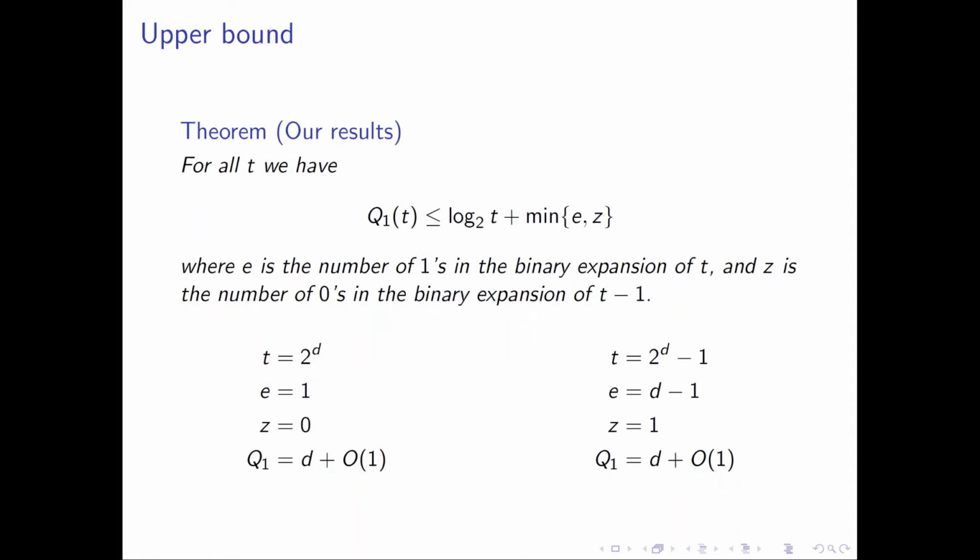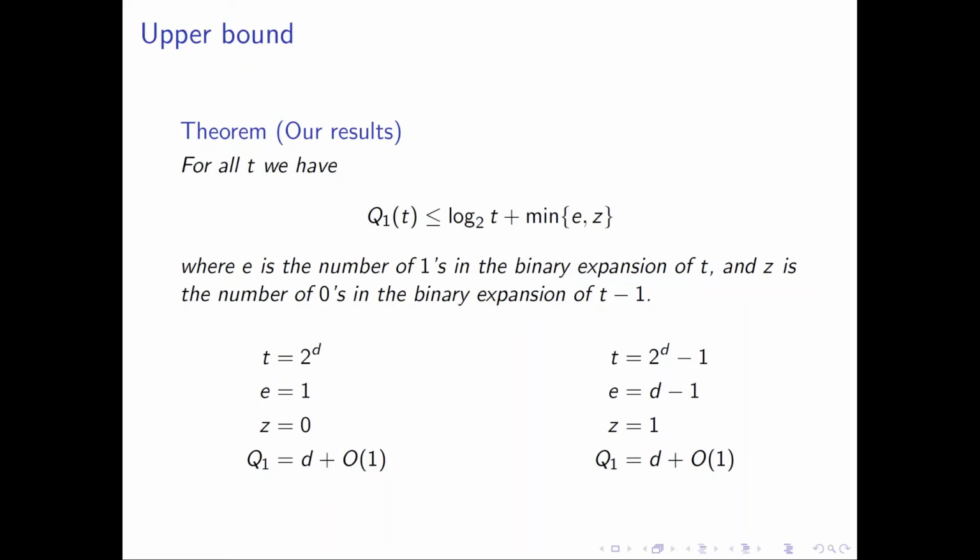So I will consider two extreme cases in this overview. One extreme case is when T is a power of 2, so it's some 2 to the D. In this case, both E and Z are actually small, because in 2 to the D there is only one 1 in the binary expansion, and in T minus 1, which is 2 to the D minus 1, there are no zeros in the binary expansion. The claim is that we can solve this case with just D plus maybe some constant number of states.